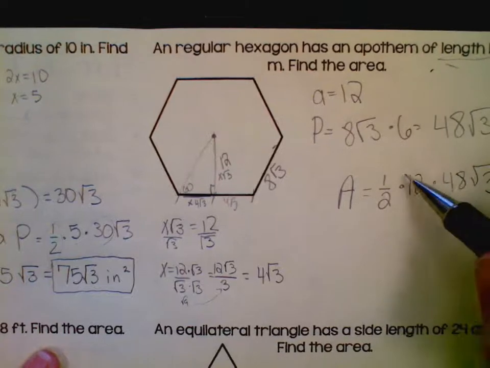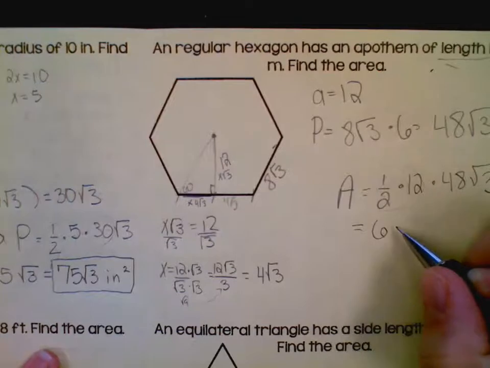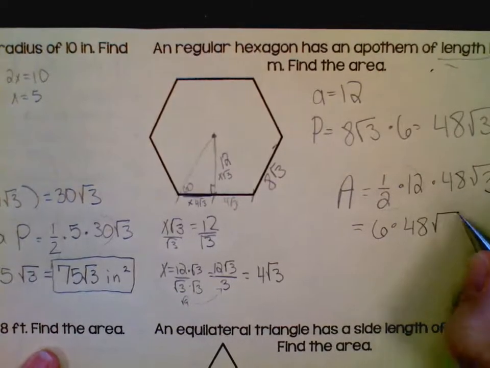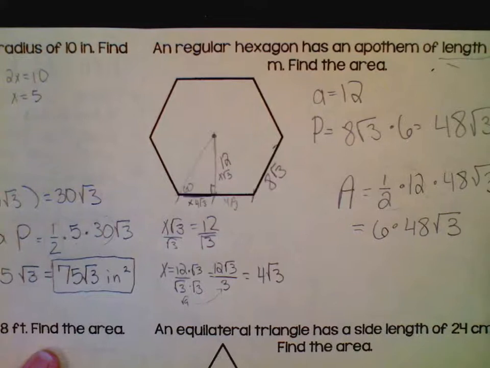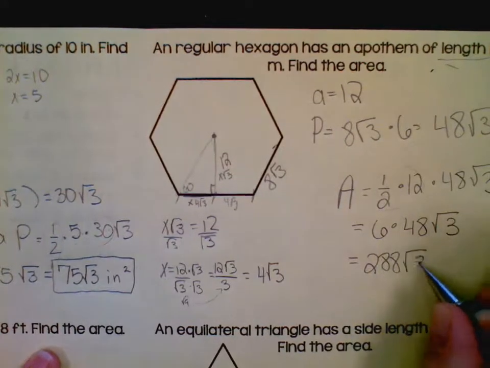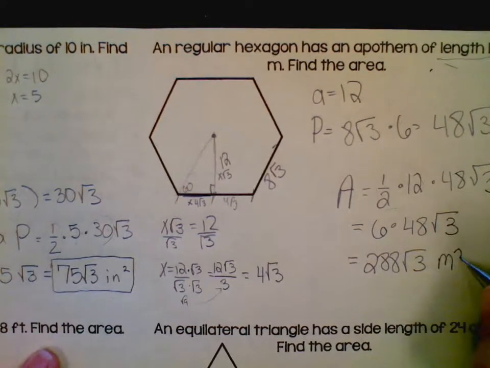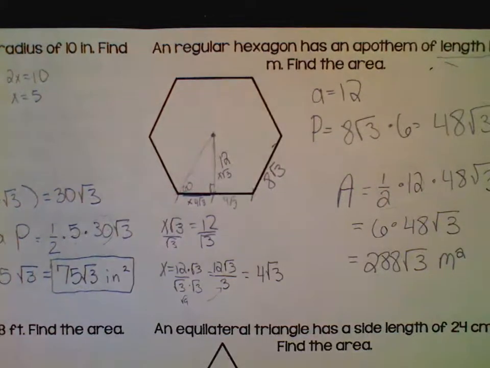So for this problem, since I know what half of 12 is, I'm going to do that part first. So 6 times 48 root 3. And then 6 times 48 is equal to 288. And again, we're going to just leave the radical hanging out there. We're not going to do anything to it. And then we put in our units.